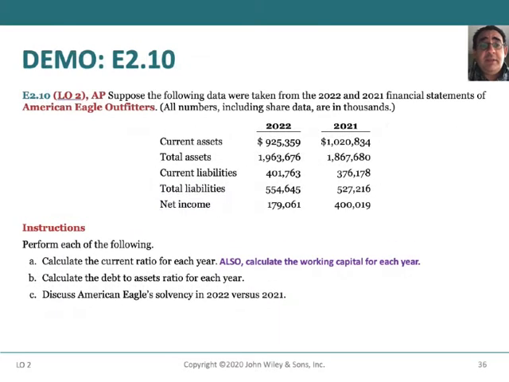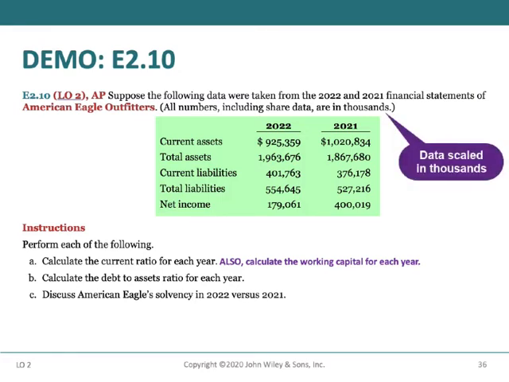So the best way to illustrate these is with a demonstration. What I've done here is I've taken a snapshot of exercise 2-10, American Eagle Outfitters, and here's the information we have that's taken from their financial statements from 2022 and 2021. We've got current assets, current liabilities, total liabilities, and net income. Also notice here that this data is scaled in thousands. So when we say current assets of 925,359, we actually mean 925,359,000. I'm going to use the numbers unscaled so that there's no confusion. But remember, at the end, the numbers are actually 1,000 times larger.